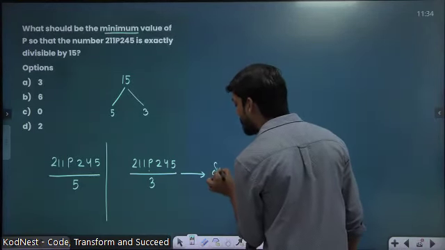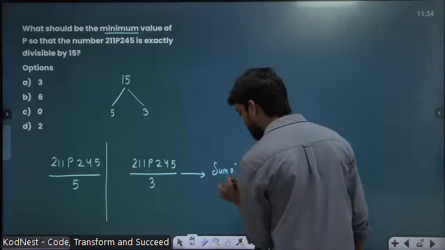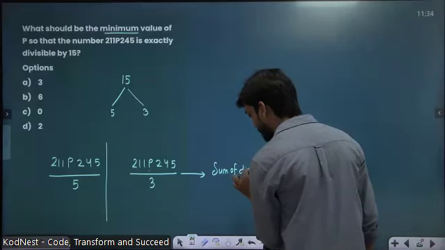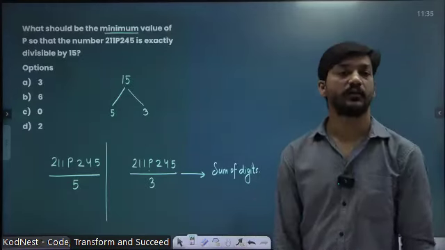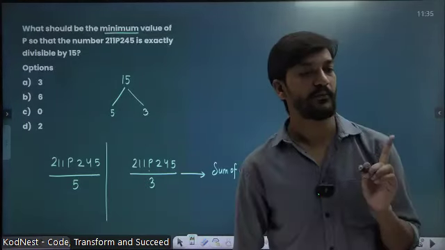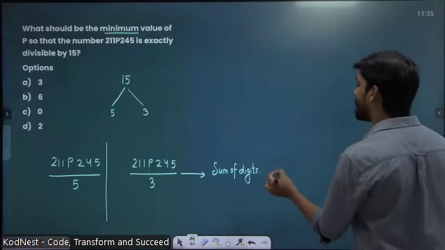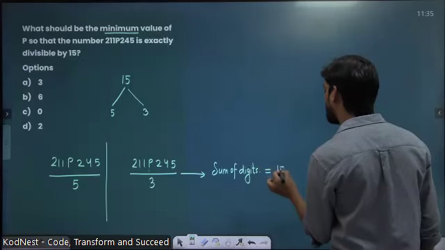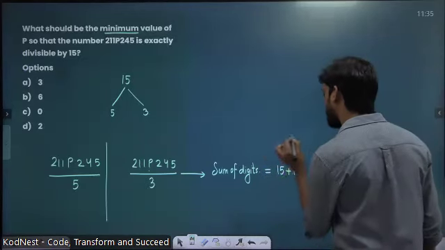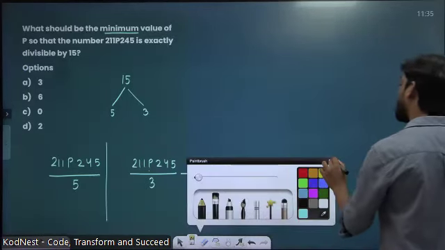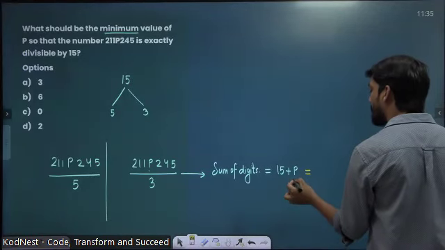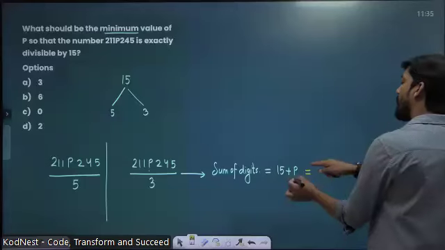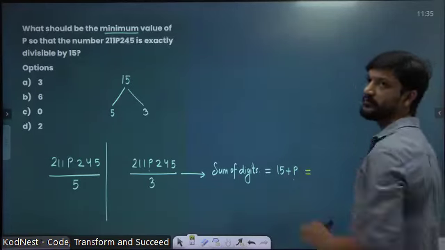Okay, calculate the sum of digits. What is the sum? 15 plus P. Okay, 15 plus P. I have to think minimum. So tell me the minimum value of P which will give you a number divisible by 3. Minimum.